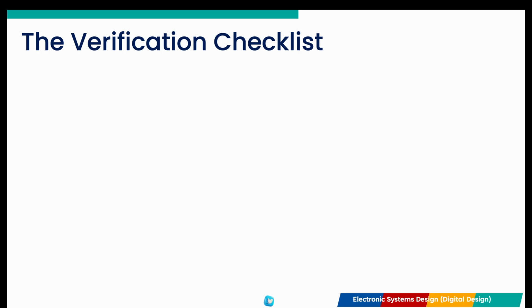Writing code is only 30% of the job. The other 70% is verification. To ensure our 1011 sequence detector is bulletproof, we don't just run and see. We build a structured environment using 4 key components, as will be discussed here.